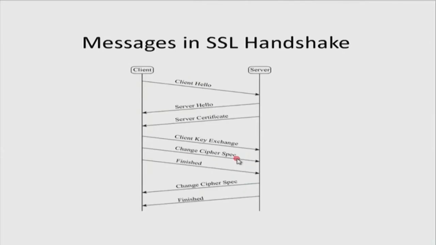The change cipher spec message transits between these protocols. We talked about the handshake protocol and the change cipher spec protocol. So this message actually provides the transition between the two protocols before we start moving to the record layer protocol. Once the handshake protocol is completed, with this change cipher spec message and the finished message, then we move to the next protocol, which is the SSL record layer protocol.